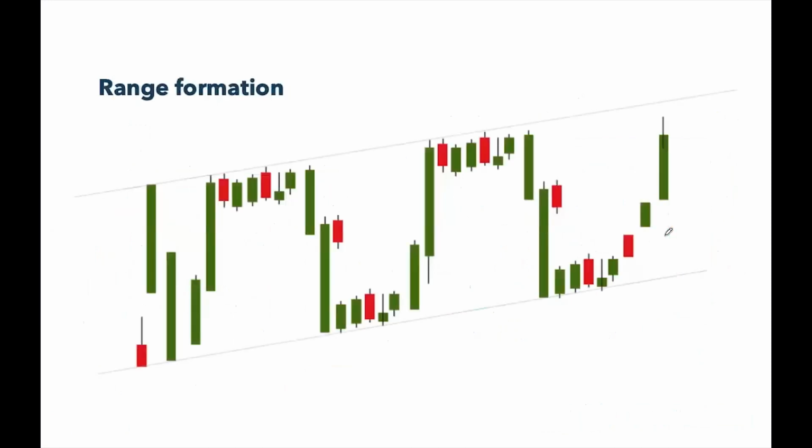Then we have range formation. So probably if you know the trade that we took in Crompton, that was a clear range formation, wherein a range is created, and the stock will just trade between the range. It will correct from a level, come down, go up. Maybe it will go sideways, then again come down, but it won't break these ranges.